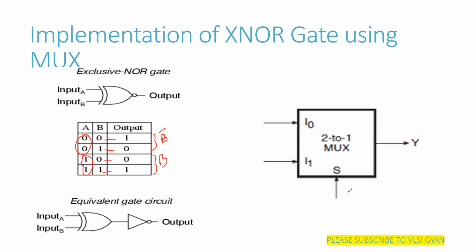Coming to the multiplexer, the select line is A now. When A is 0, what will happen? It will select the I naught, and our I naught value has to be B bar, then your output will be B bar. When A is 1, it is B.